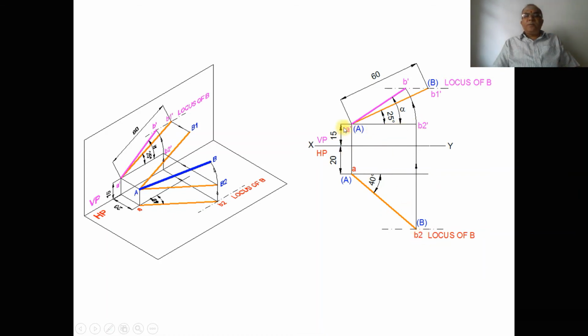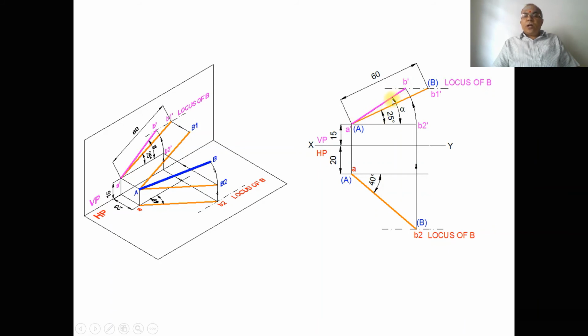This A dash is above HP by 15 mm and B2 dash should also be above HP by 15 mm. But due to the presence of the locus of B in the front view, with A as center, taking the radius of AB2, you rotate it such that the image you see when you look from the front view, that B2 dash, is also rotated such that it touches the locus of B in the front view. That means this line is rotated like this so that the image comes and touches this point. When it is projected from B, it touches B dash. So you get the locus of B here. Then join A dash B dash.